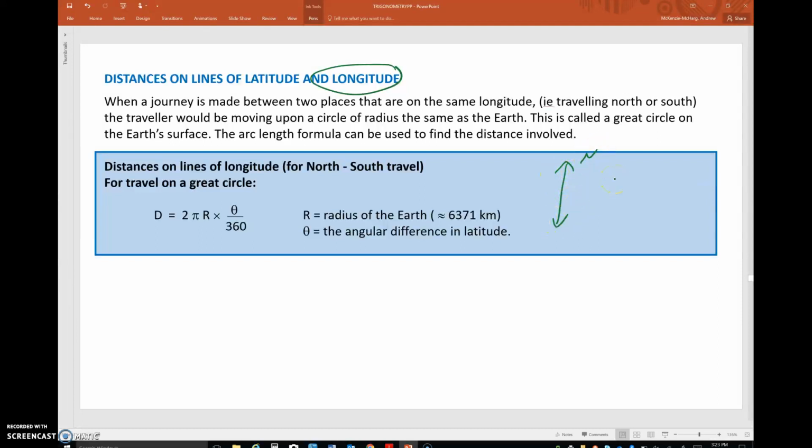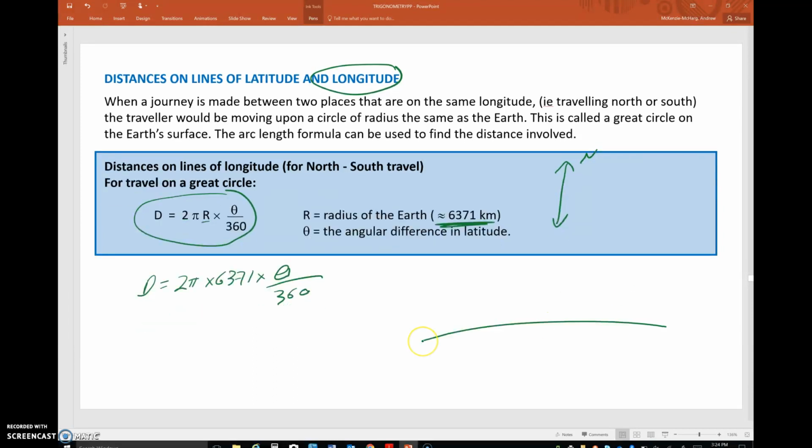Righto, we're going to adapt the arc length formula, which looks a lot like this. Really all we need to plug in is the radius of the Earth, 6371. So our formula is always going to look like this. Where that capital R is, we're going to have 6371. And the rest we'll get from the positions of the two places.